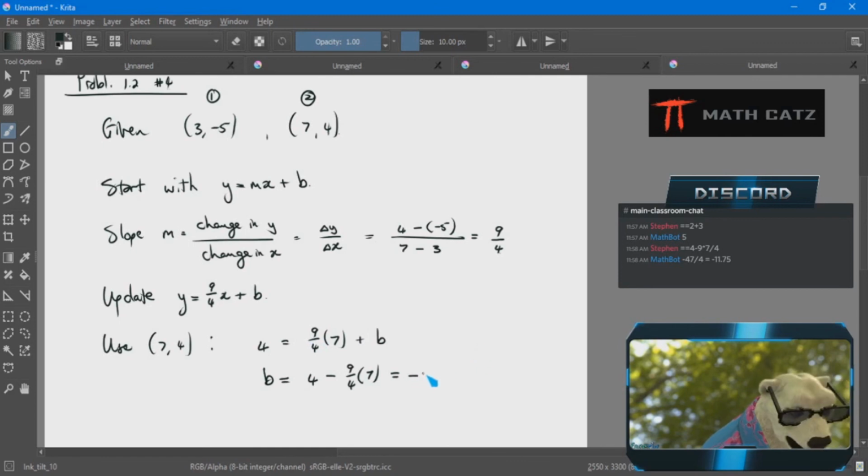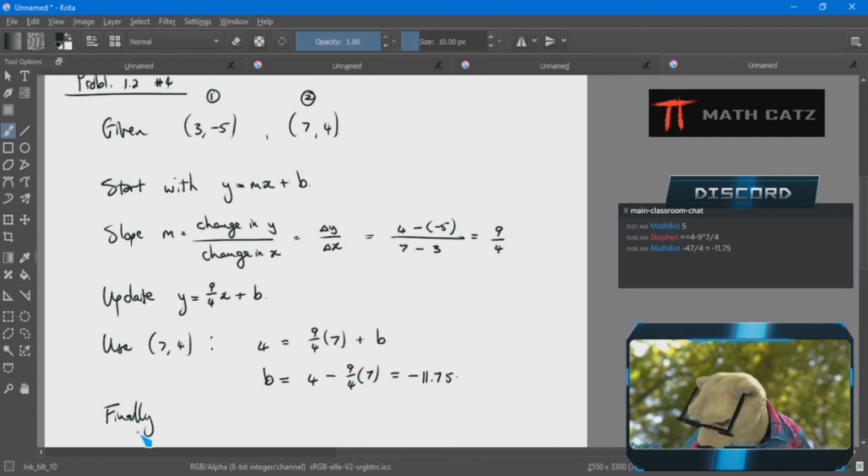And we have negative 11.75. Let's suppose I didn't even care. I can convert that to a proper fraction. Who cares? I don't care. Doesn't matter at all. We can then update finally. No one says we have to write decimals or fractions. We can mix them. It's all correct.